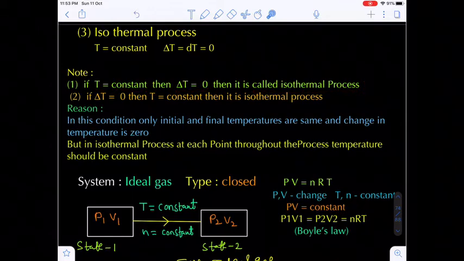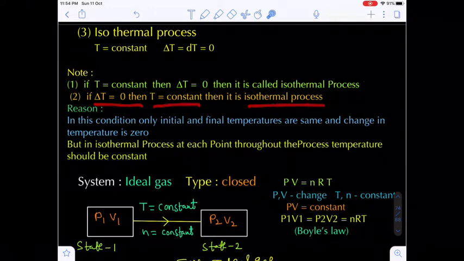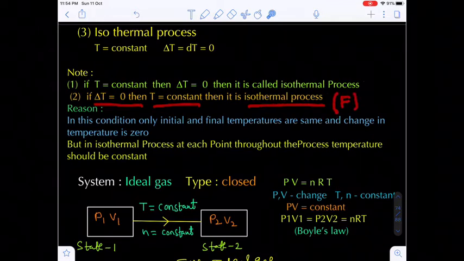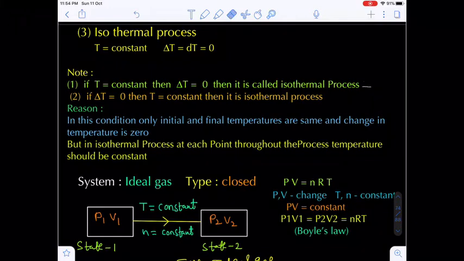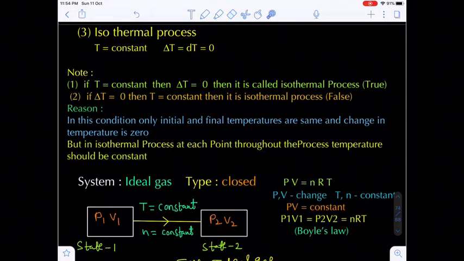But in the second statement, if the change in temperature is 0, then the temperature will be constant, then the process is said to be isothermal. This is a false statement, because if the initial and final temperatures are the same, then the change in temperature will be 0. Only the initial and final temperatures are the same, but in between the initial and final state, the temperature need not be constant at every point. Are you getting my point? That means the first statement is true and the second statement is false.